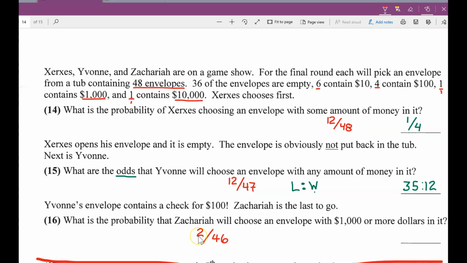2 of the remaining envelopes have 1,000 or more dollars, and there are 46 remaining envelopes because 2 of them went away with our previous players. Now, we can always simplify, or we should always try to simplify. 2 and 46 are both even. Both of them can be divided by 2. 2 divided by 2 is 1, and 46 divided by 2 is 23. So the probability that Zachariah, going third, will choose an envelope with $1,000 or more dollars is 1 out of 23.